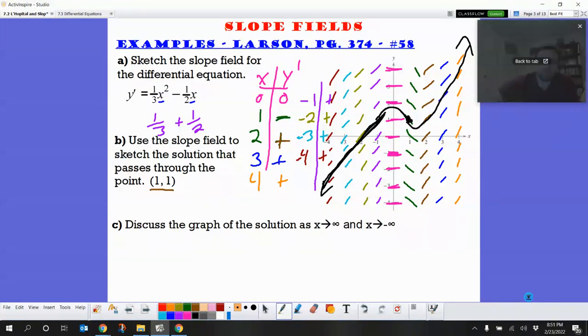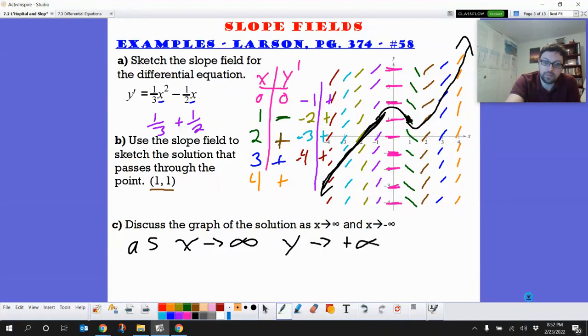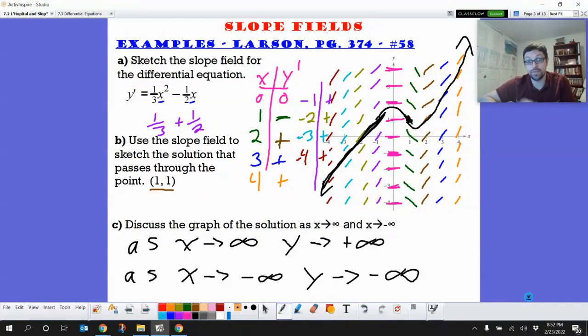We want to discuss the graph of the solution as it approaches infinity. So as x approaches infinity, y approaches positive infinity as well, and also as x approaches negative infinity, then we're continually heading down that way. So y is going to be approaching negative infinity because we go down on the other side.